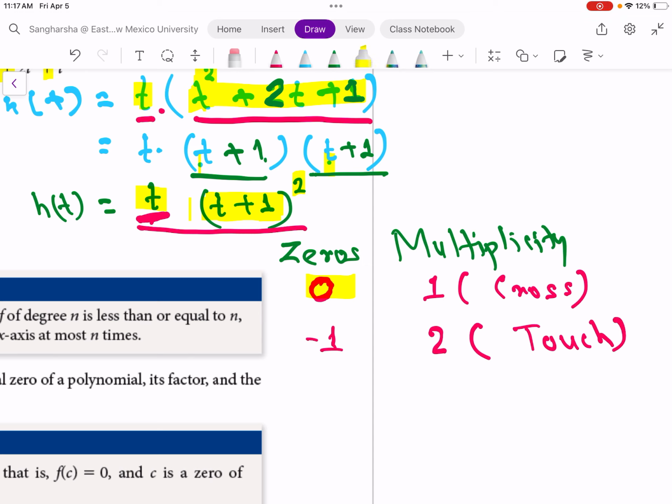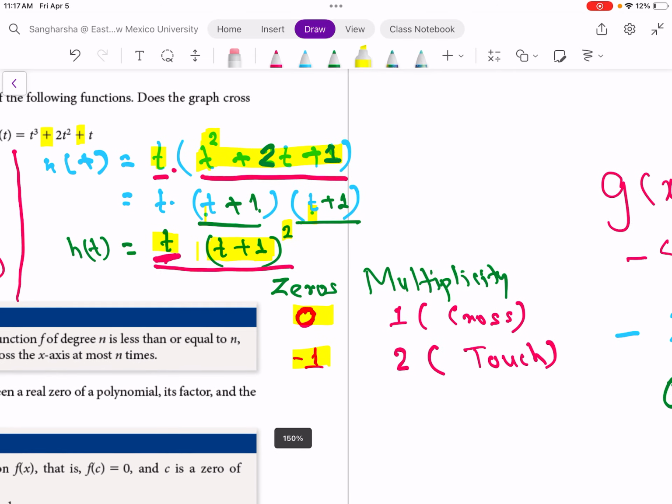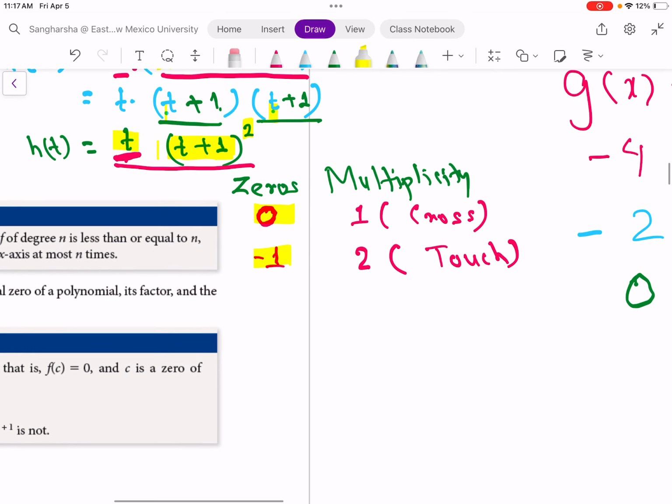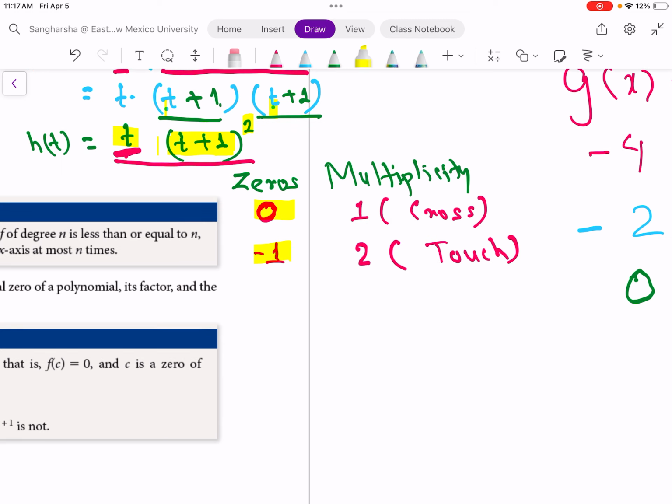See, if we draw a graph, okay, let's double check. We can draw a graph for this function and check whether the graph touches our x-axis. Now if we want to draw a graph, let's draw our x-axis. So we know 0 is an x-intercept, so we have this point. Our next x-intercept is at negative 1.